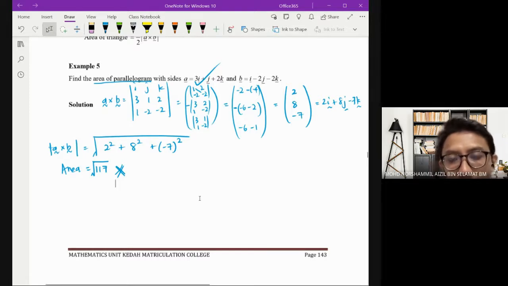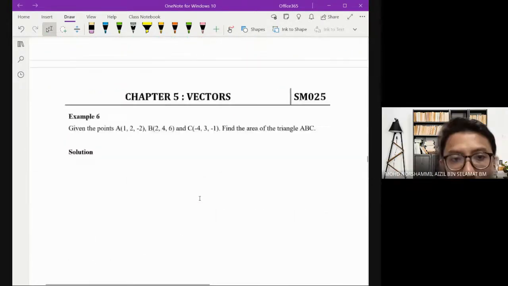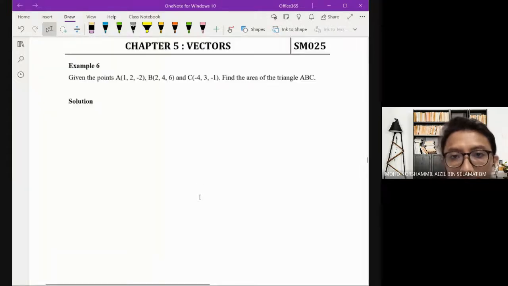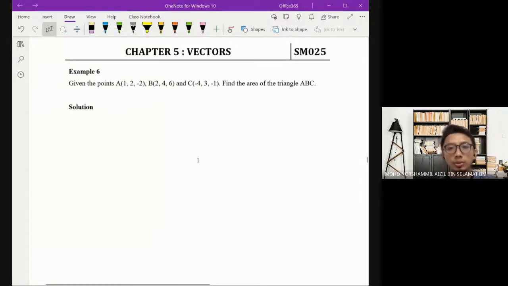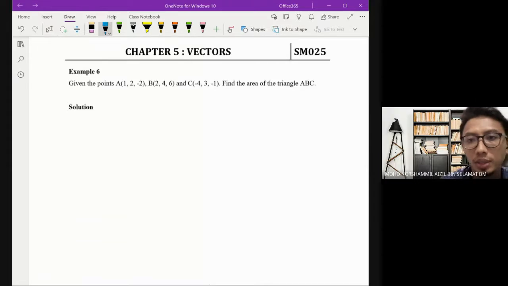Can we proceed? Okay. Thank you. So proceed with example number 6. Just a little more to finish, I finish at 10 o'clock. Given the points A, B, C. So now they give 3 points, guys. 3 points, A, B, C.